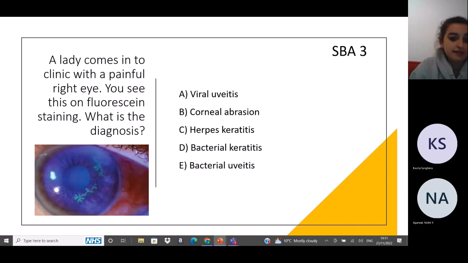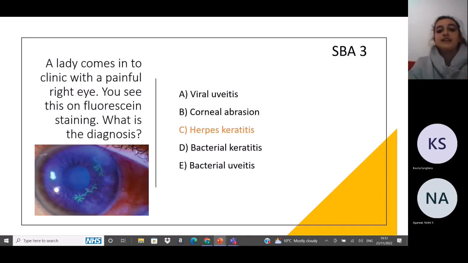Give it another maybe 10 seconds. This one's quite a spot diagnosis. I think either you know it or you don't really. All right, I'm going to close the poll now.